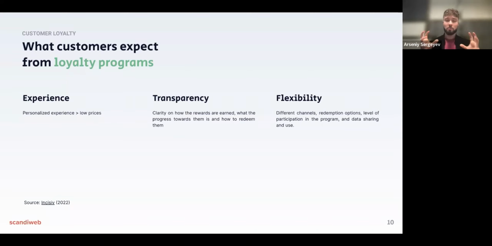And flexibility: you have to be able to use your points or redeem rewards through different channels, have different redemption options, and have different levels of participation in the program in terms of how active you could be to earn something, so that it doesn't require massive effort to earn some points, and less active people would still get at least some reward. Similarly about data: if you require a lot of data from the customer in order for them to get rewards, it may drive them away from the program, because it's asking too much from them. So flexibility means different channels, different levels of participation, and data sharing. Those are the three main things customers expect from loyalty programs in 2023, as was said in the report.